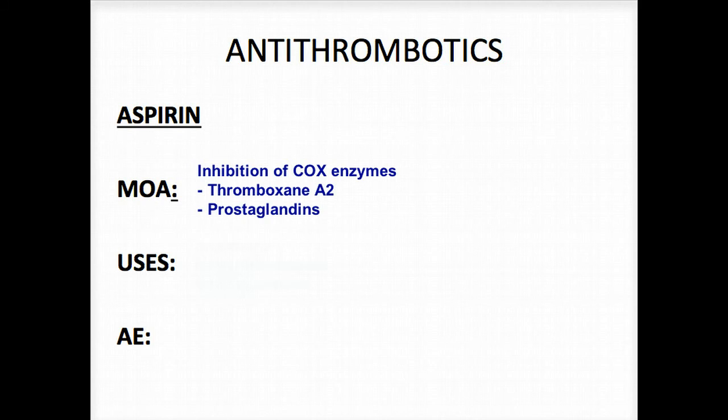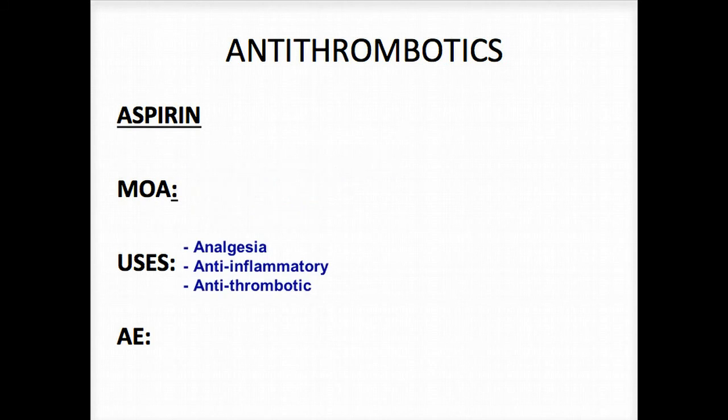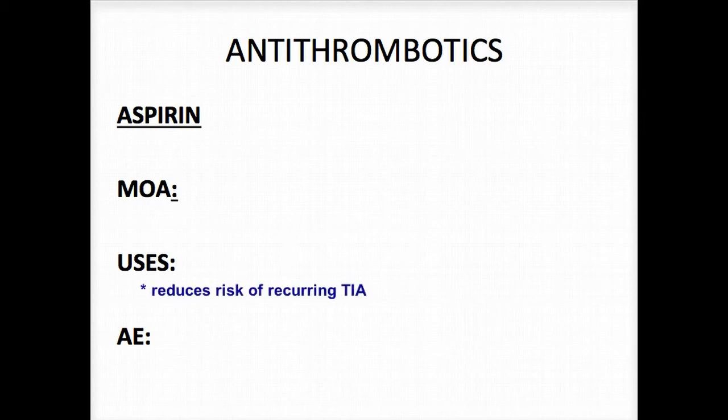Okay. Why do we use aspirin? Analgesia, right? Pain relief, anti-inflammatory properties, and it's antithrombotic. Okay, so the antithrombotic purposes are to decrease a myocardial infarction risk in any patient who has unstable angina or who has a history of infarction. Okay, it's also very effective in reducing the risk of recurrent TIAs, transient ischemic attacks. Now, a TIA is a syndrome that presents with stroke-like symptoms, but they subside within 24 hours.